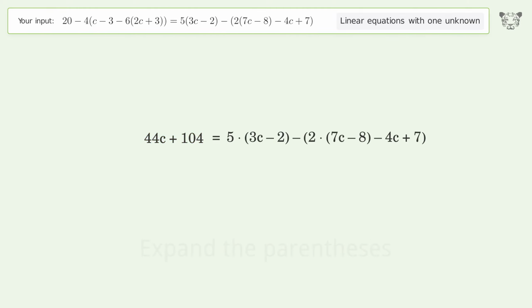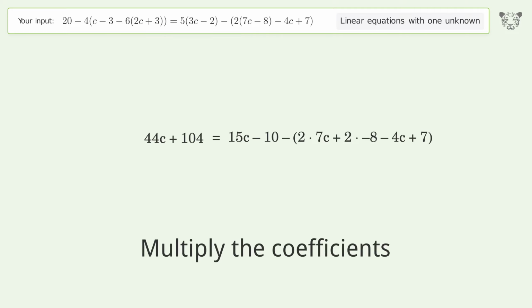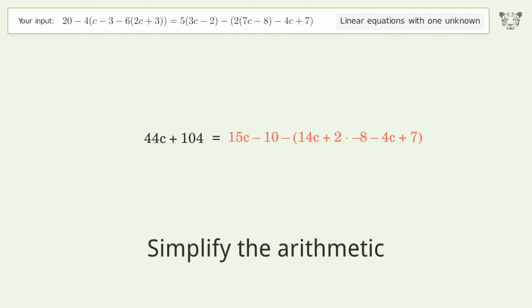Expand the parentheses. Multiply the coefficients. Simplify the arithmetic. Expand the parentheses. Multiply the coefficients. Simplify the arithmetic. Group like terms. Simplify the arithmetic.